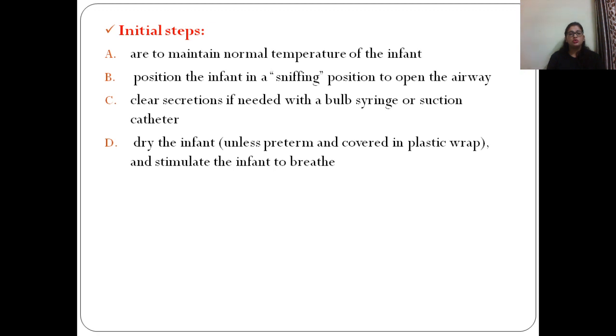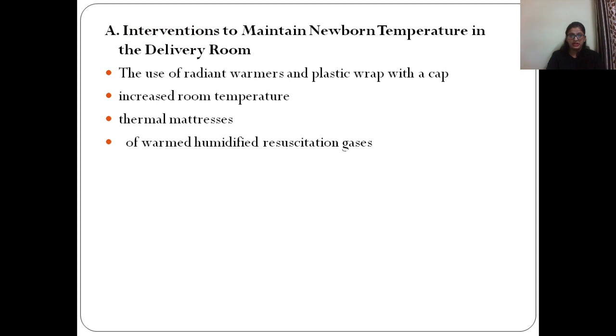Then you need to dry the infant, unless the baby is preterm, in which case you may cover the baby in plastic wrap. This drying can also stimulate the baby to breathe. Now, to ensure a normal temperature of the newborn in the delivery room, you can use a radiant warmer and you can also use thermal mattresses.